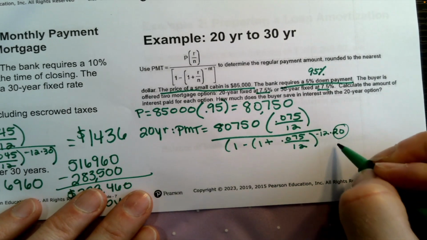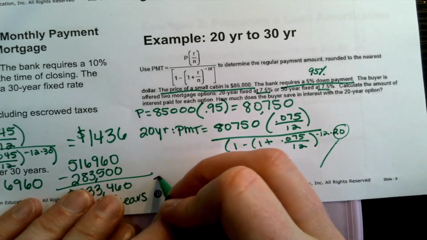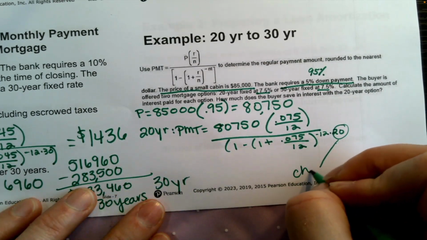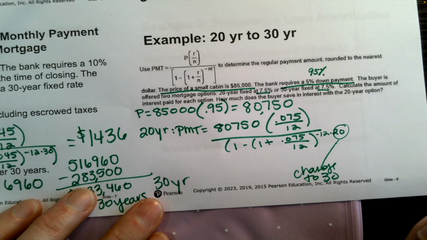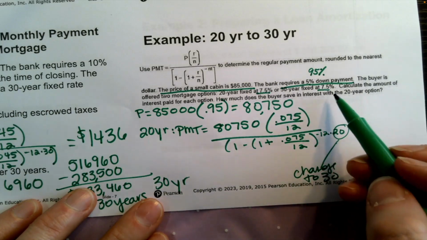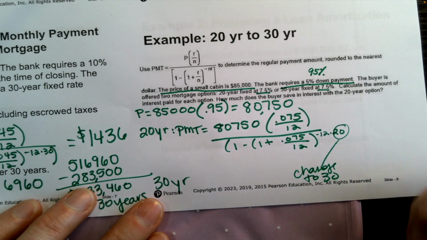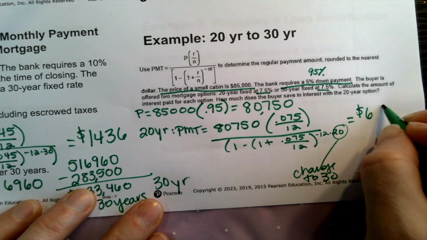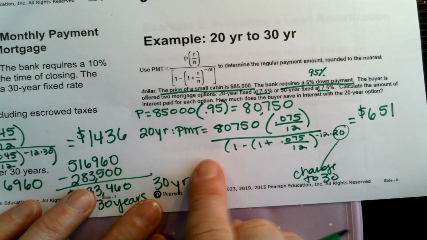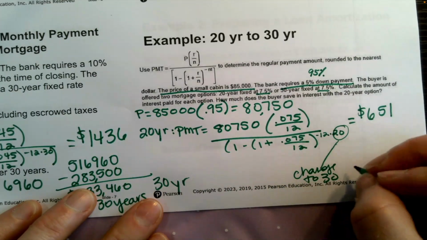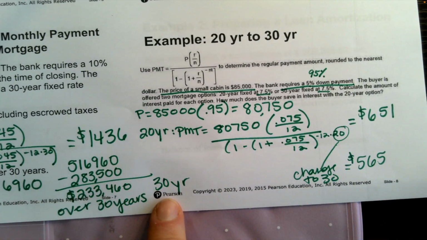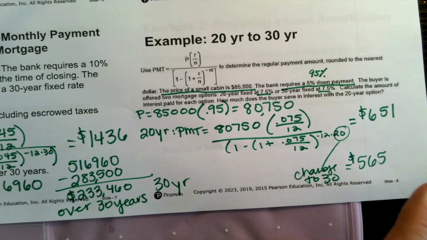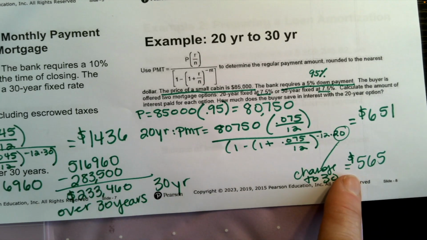The only thing that's going to change is for the 30-year, change that to 30. It's the same exact formula because the rates stayed the same. See how they both have the 7.5%. So this one comes out to be 651. Then when you change that to 30, that one comes out to be 565. So a little cheaper, but for 10 more years, about $100 per month difference. It says calculate the amount of interest paid for each option.